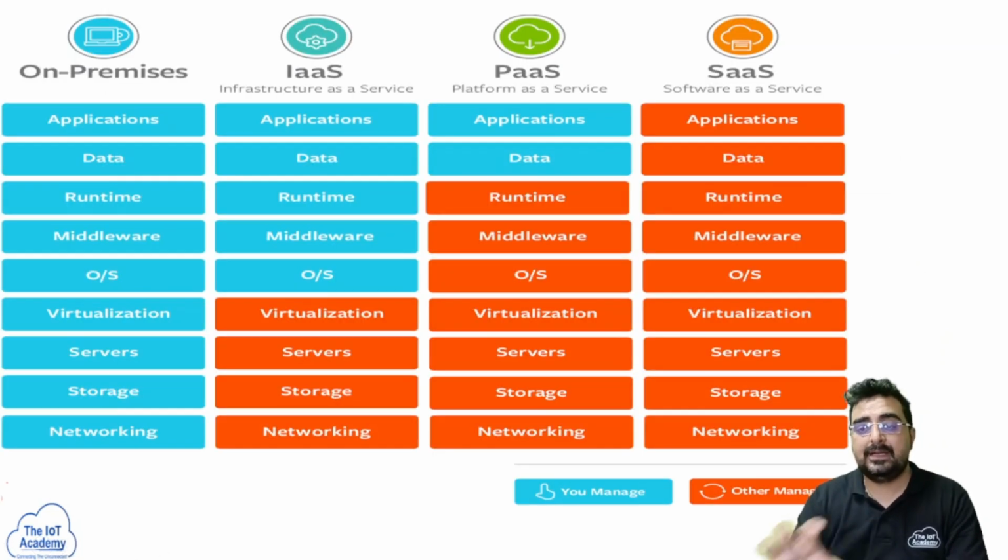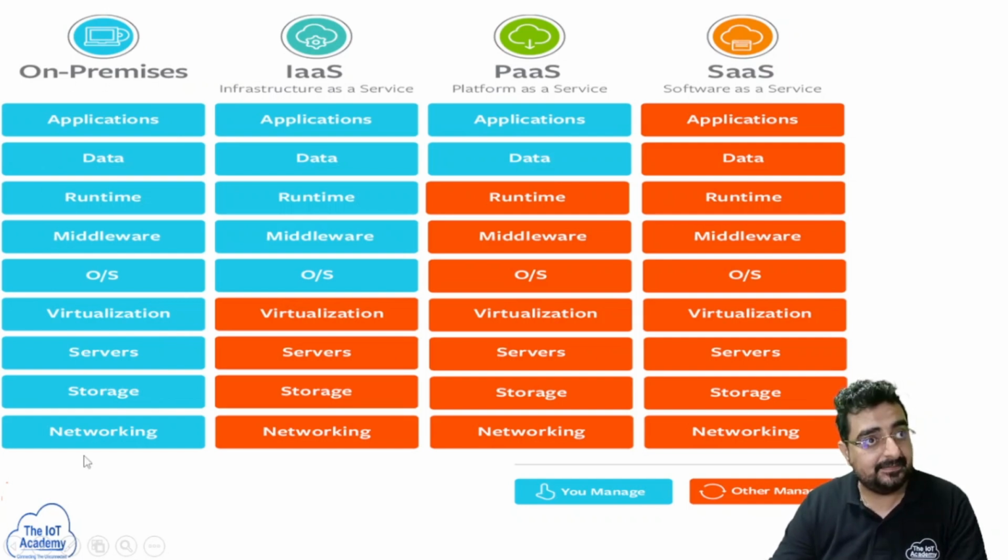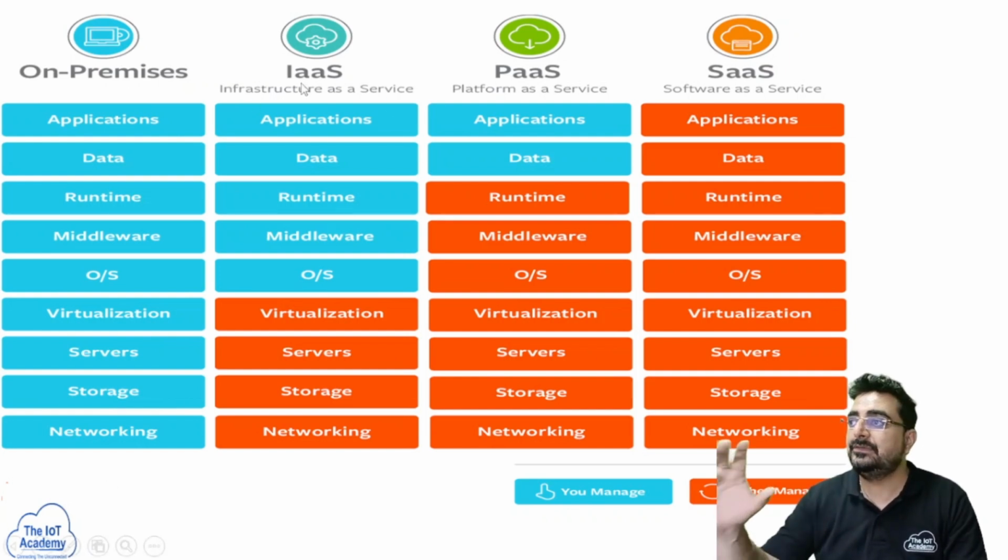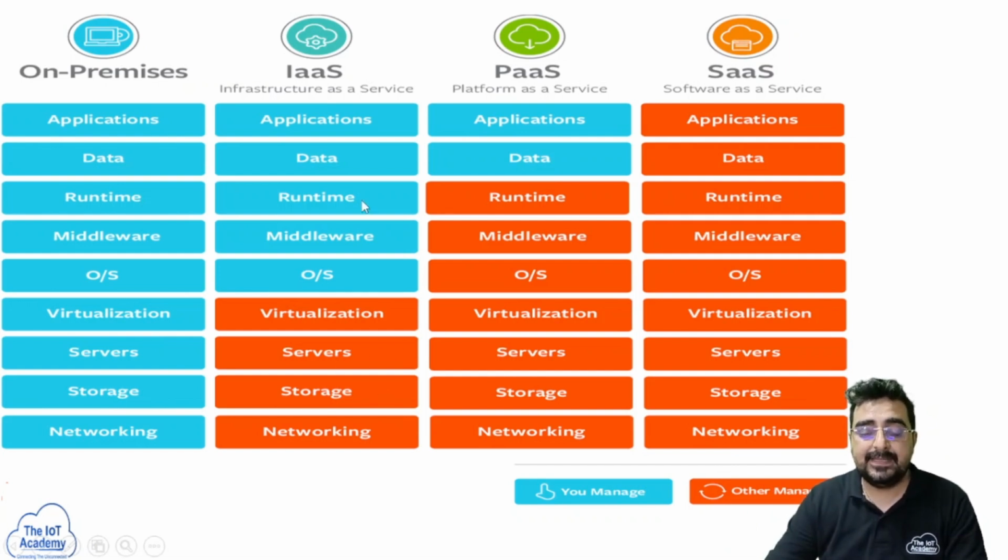So there is a categorization. First one is on premises. On premises we have to manage everything. The blue color means we have to manage networking, storage, server, virtualization, operating system, middleware, runtime, data, application. We have to manage everything. That is on premises. The next one is infrastructure as a service. We are using only the infrastructure like virtualization, server, storage, networking. The remaining things, operating system, middleware, runtime, data, application are managed by us. That is infrastructure as a service.